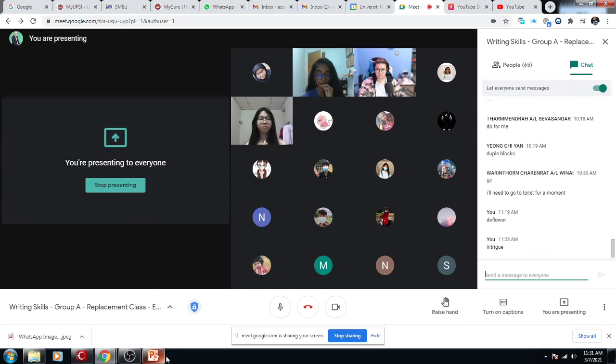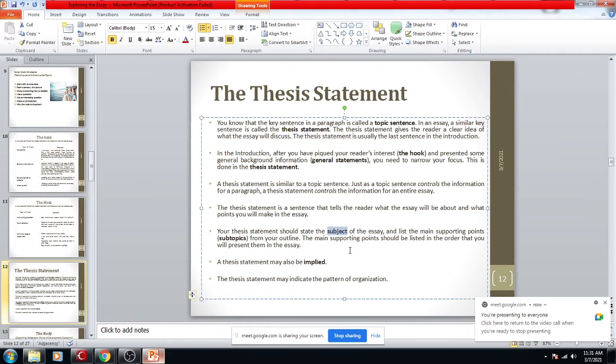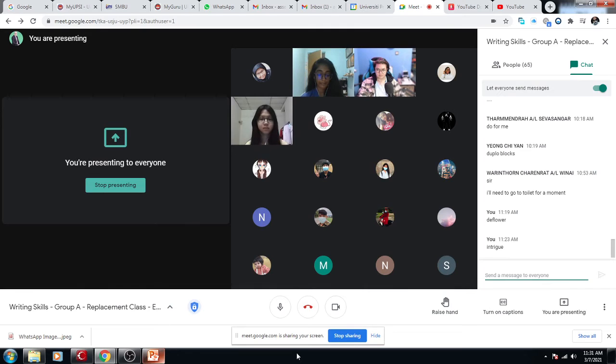Pre-writing: 2 things, generating ideas and then making a rough outline, a simple outline of your ideas. This document you will use when you begin drafting your first draft. So remember that, of course, the main supporting points should be listed in the order that you will present them in the essay. So in the thesis, you will have them as points 1, 2, 3. In the body, they should be mentioned in the same order, 1, 2, 3. This is obvious.